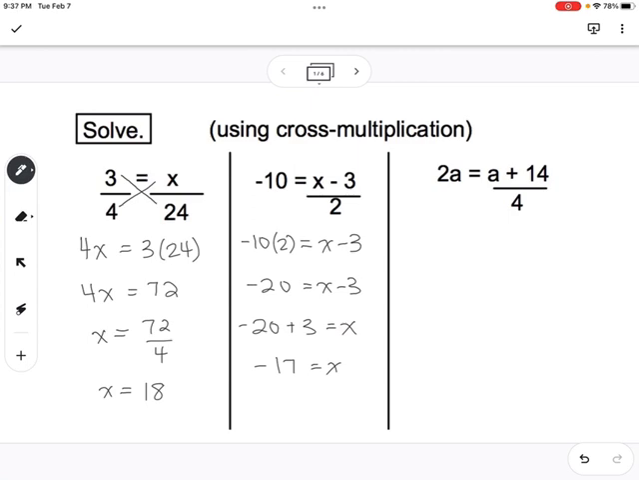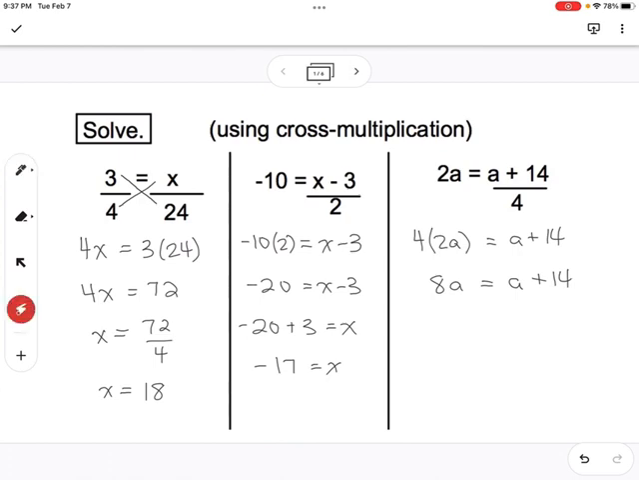The last example here, we have 2a equals a plus 14 over 4. Again, we have a divide. We want to get rid of that, move it to the other side. So the opposite of dividing is multiplying. So when we bring that 4 over, we're going to multiply. So we'll have 4 times 2a equals a plus 14. This gives us 8a equals a plus 14.